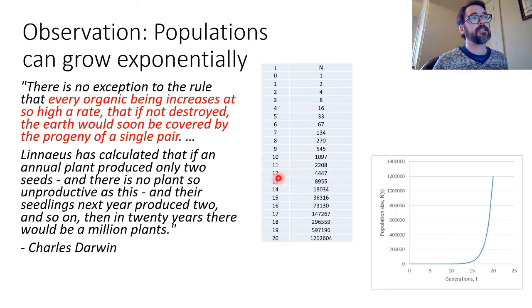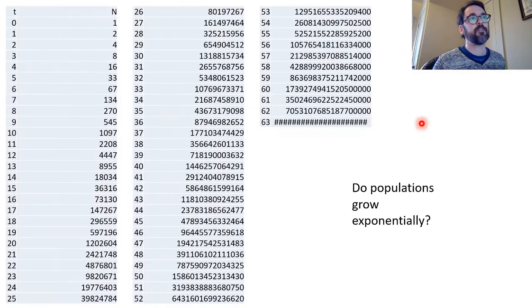And so here are Linnaeus' calculations. We can see that in 20 years there's more than 1 million plants. And you can see that it's just exploding exponentially. And in fact, we can carry this forward. And what we get is a number that I don't even know how to tell you. And by 63 years, Excel won't even calculate it. It's basically infinity. And so we could ask a question, do populations grow exponentially?